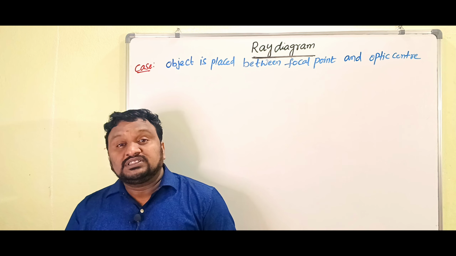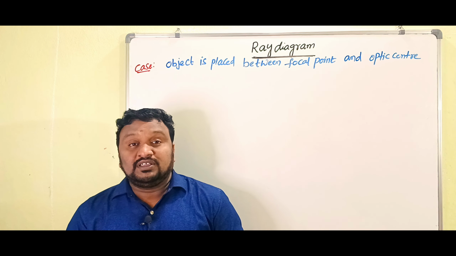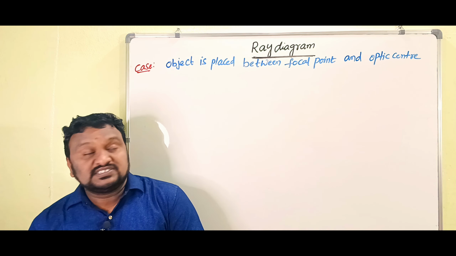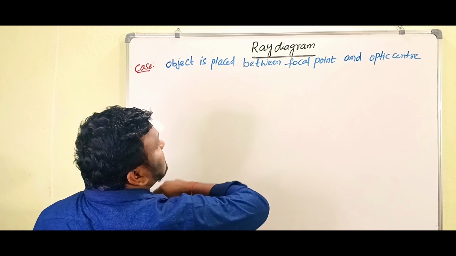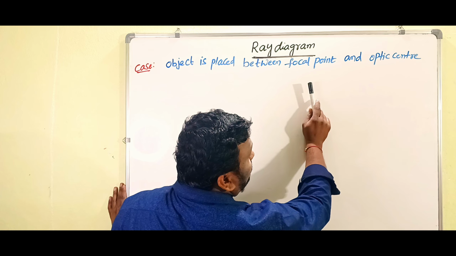Okay children, without delay I am going to the topic here, the ray diagram of a lens. The case: the object is placed between the focal point and the optic center.